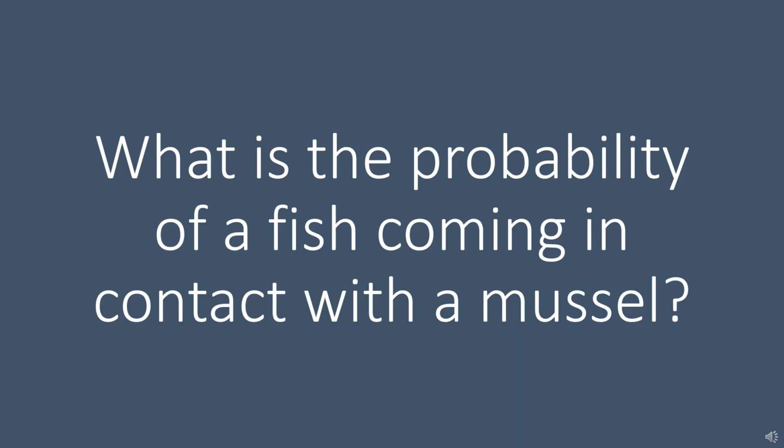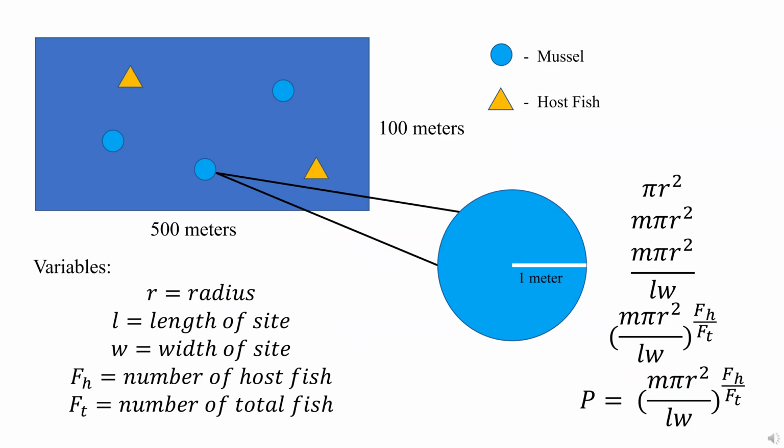So what is the probability that a fish would come in contact with a mussel? To better understand the model, let's look at a small-scale survey site below. The circles represent mussels and the triangles represent host fish. We assume that a fish will come in contact with a mussel if it is within a 1 meter radius. So the area that m number of mussels occupy is m times pi r squared over the length times width of the site, or the site's area.